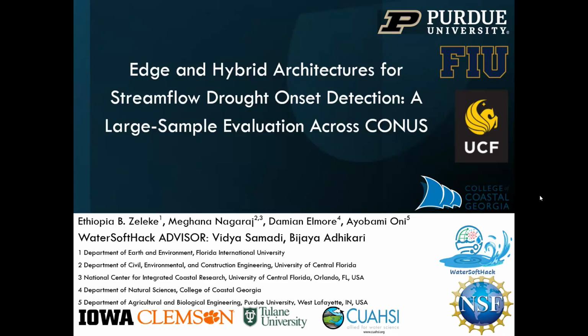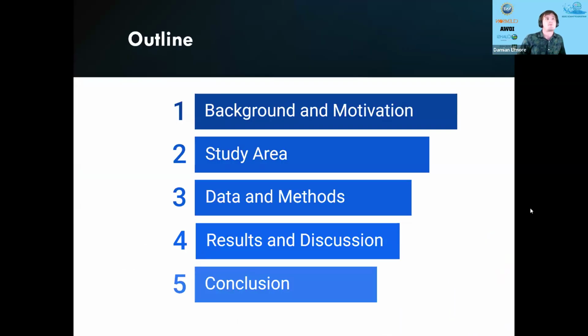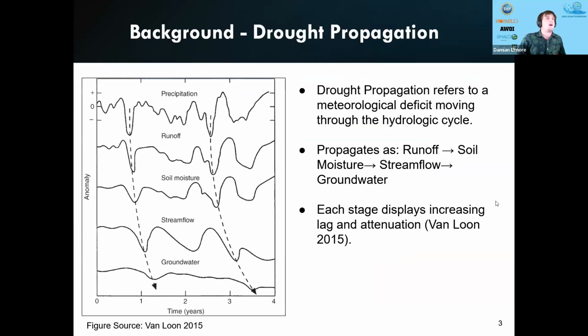Okay, can everyone hear me? Yes. Alrighty. Good morning. My name is Damien, and I worked with Ethiopia, Megana, and Ayobami on our project on edge and hybrid architectures for streamflow drought onset detection, a large-sample evaluation across CONUS. To go over what we're going to talk about in this presentation, we're going to start with our background and motivation. We're going to move on to our study area. We're going to delve into our data and methods, and then we'll talk about our results and discussion, and then end off with our conclusion and a short Q&A.